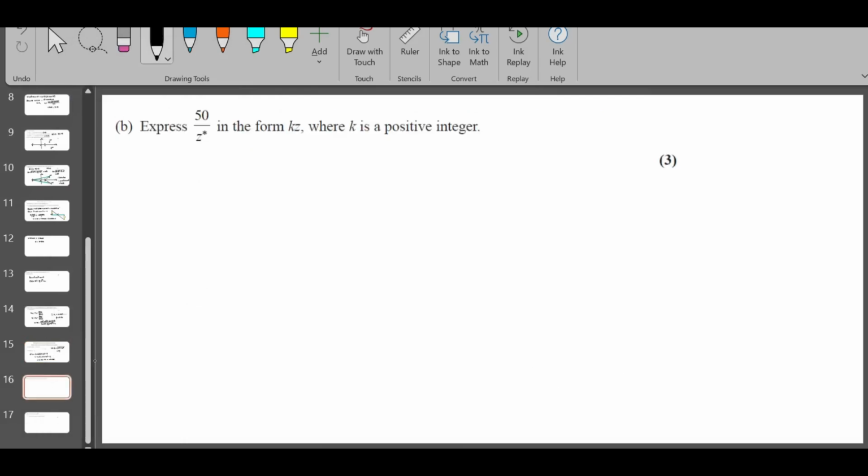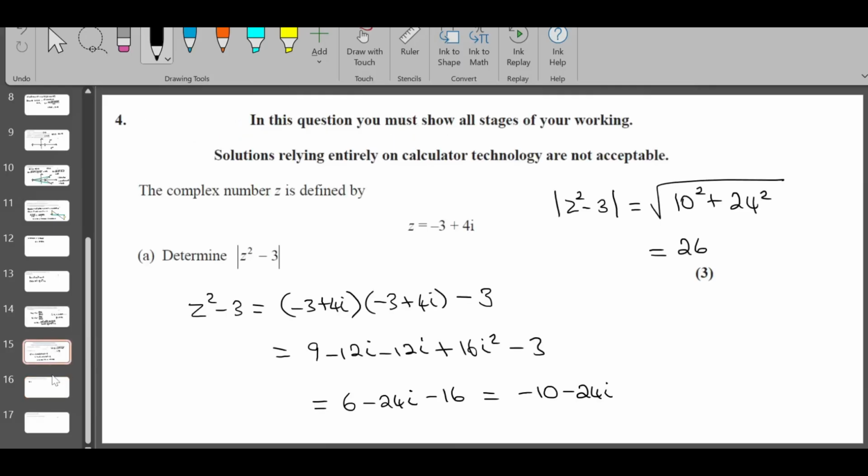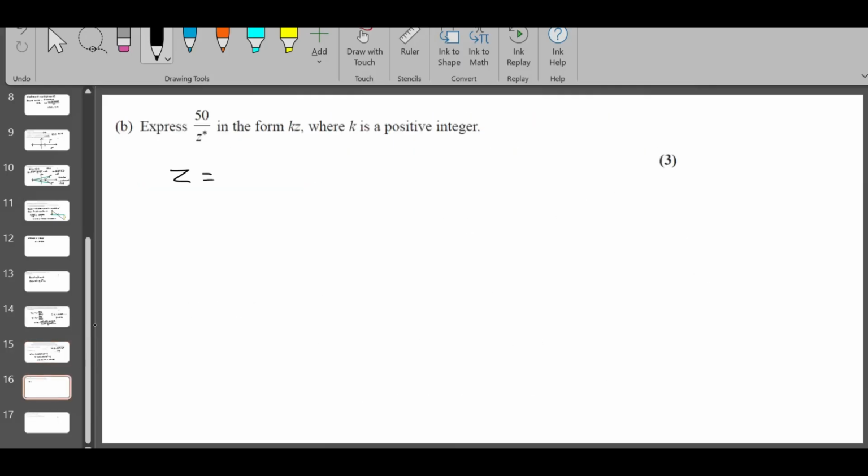Part B now, express 50 over z star. Z star is a conjugate of z. We know z is minus 3 plus 4i. So the conjugate of z would be minus 3 minus 4i. You need to change the sign of the imaginary part. So when they say 50 over z star, conjugate of z, 50 over minus 3 minus 4i, they want us to write it in this form.